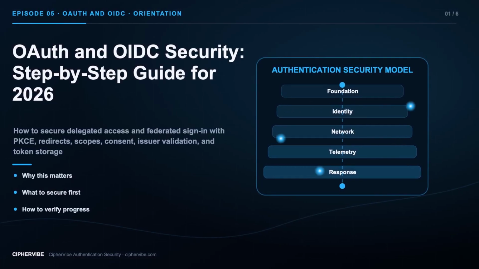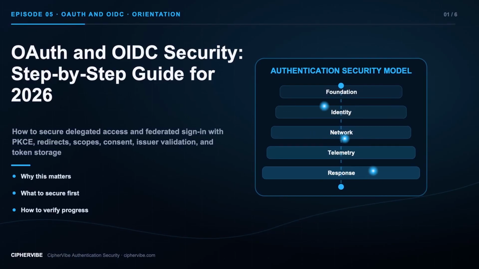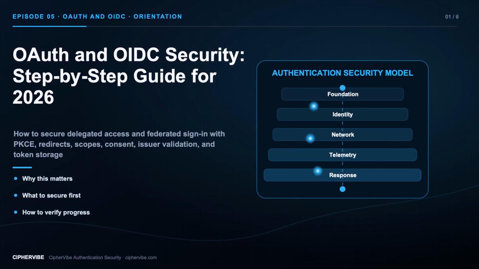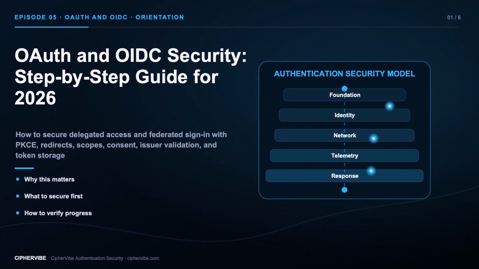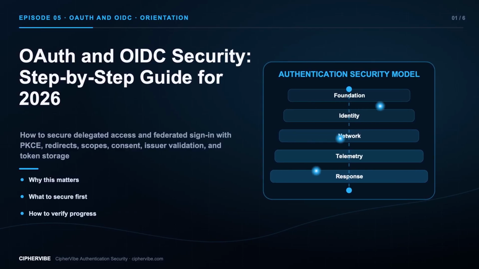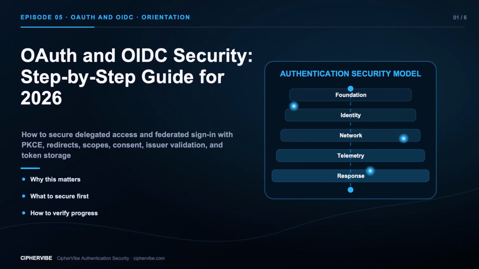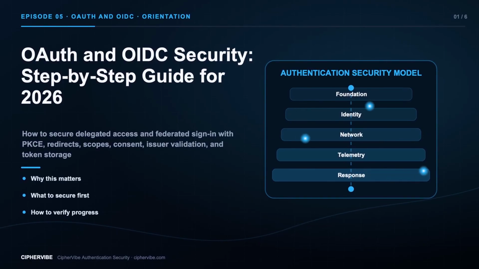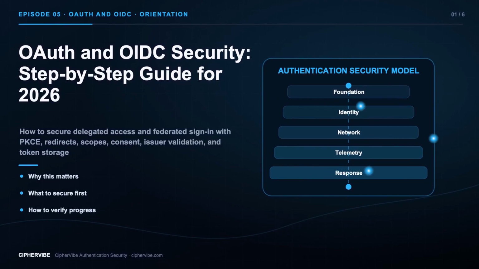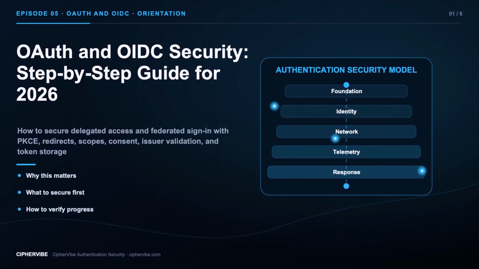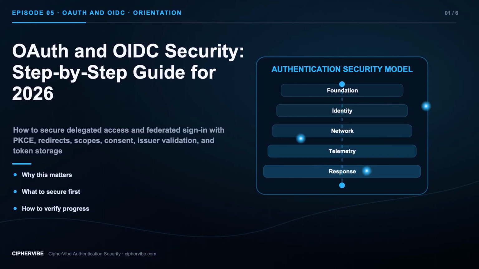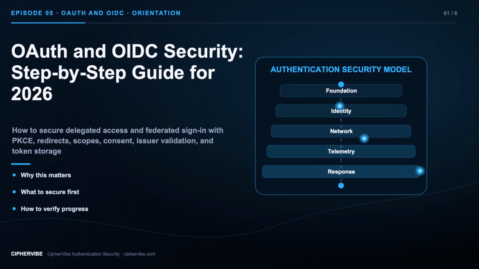Today we will make OAuth and OIDC Security, step-by-step guide for 2026 practical, prioritized, and connected to how real cloud environments are operated. OAuth is for delegated access, and OpenID Connect adds federated sign-in on top of OAuth. This episode explains how to secure authorization code flows, PKCE, redirect URIs, scopes, consent, client types, token storage, issuer validation, and resource server checks. The purpose is not to memorize a collection of service names. It is to build a mental model you can apply when accounts, teams, workloads, and threats change.